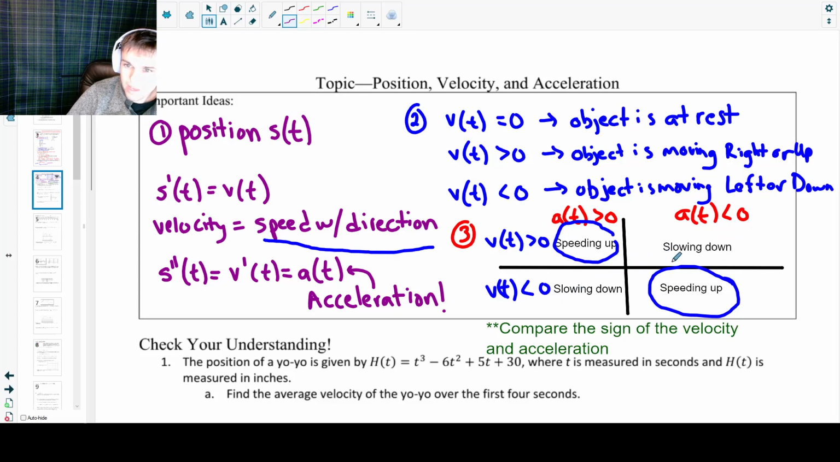Whereas when those two things are working against one another, when our velocity is positive but our acceleration is negative, slowing down, or when our velocity is negative and our acceleration is positive, also slowing down. So you have to kind of pay attention to the sign of each of those things, right? Compare the sign of the velocity and acceleration. If they're the same, we're speeding up. If they're different than one another, if one's positive and one's negative, that's going to indicate that it's slowing down.